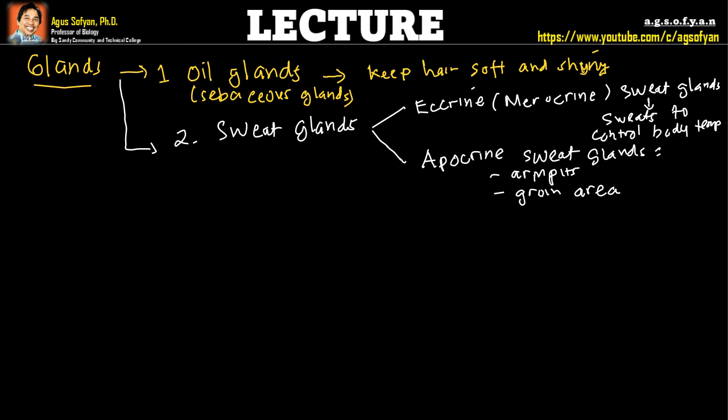And this apocrine sweat gland will produce more viscous, okay, so thicker sweat. And they usually produce during emotional changes or maybe sex arousal. It will be produced by this apocrine sweat gland.